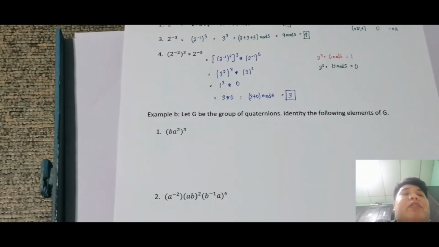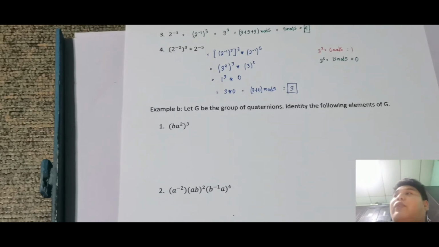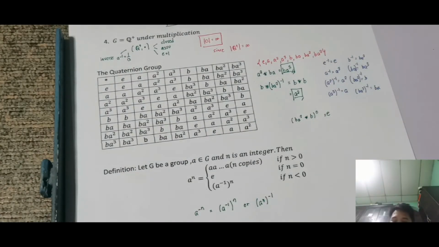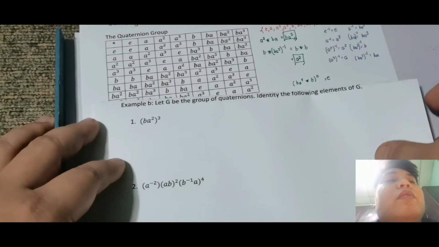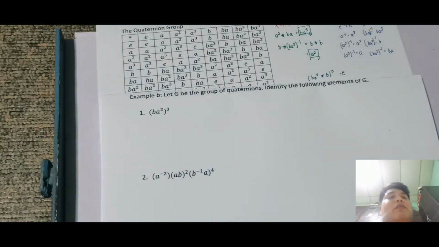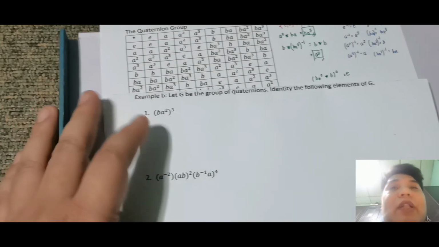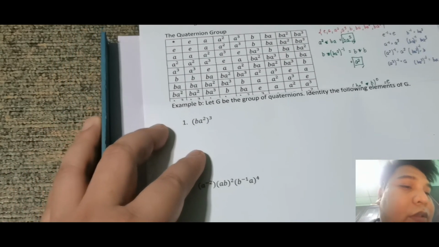Okay, so let G be the group of quaternions. Identify the following elements of G. So ito, gagamitin natin yung ating property using yung ating quaternion group. So balikan natin si quaternion group. So ayan si quaternion group. Tupi ko na lang, I guess, para hindi masyadong tayo malito. Okay, so ayan, ang sabi niya, we have BA squared raised sa 3. So check natin ano ba yung BA squared raised sa 3.